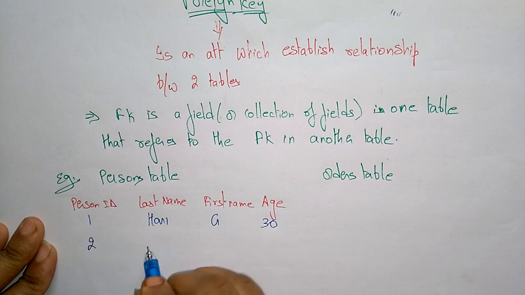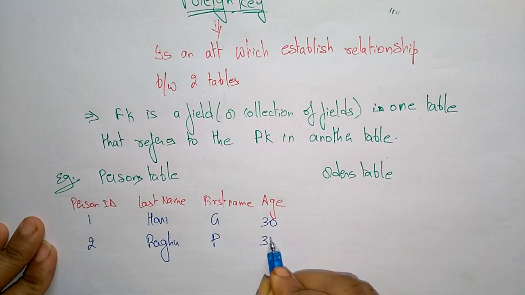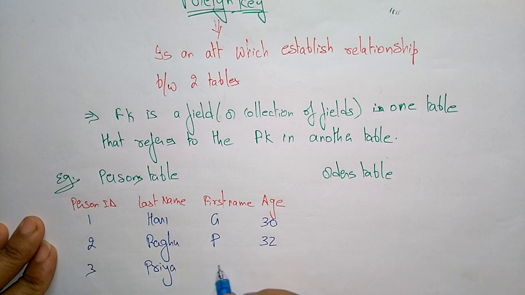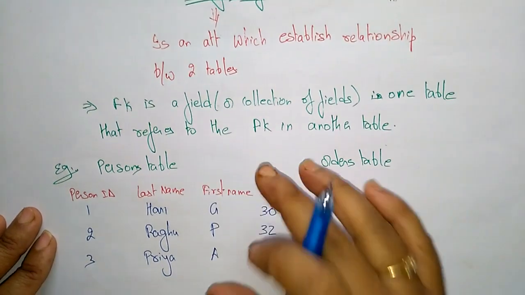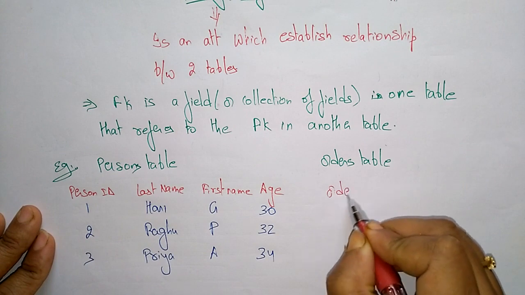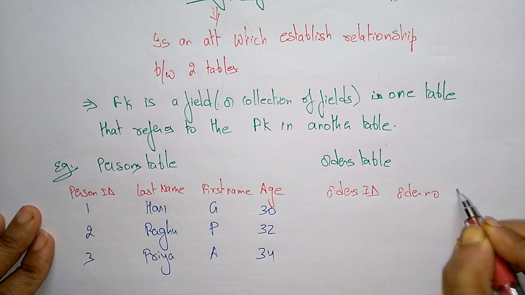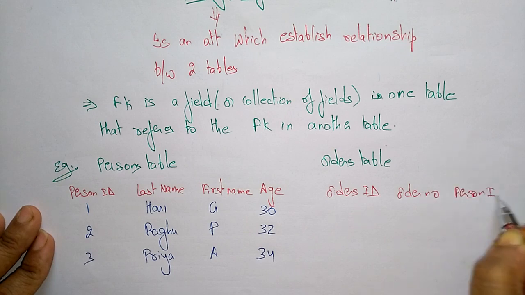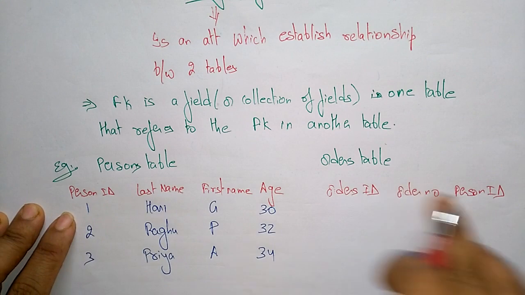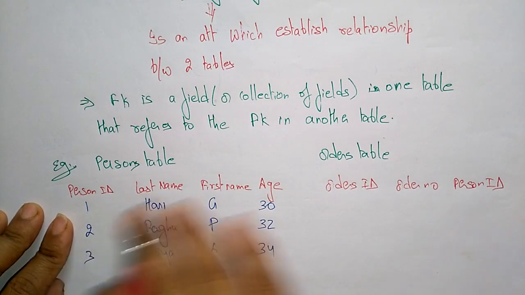And person ID 2, Raghu, P is the initial and his age is 32. And person ID 3, Priya, the first name is A and her age is 34. So this is a person table. Let me write the orders table. Orders: order ID, order number. These are the attributes or fields. And person ID. So here the person ID, I am bringing from this table to here.